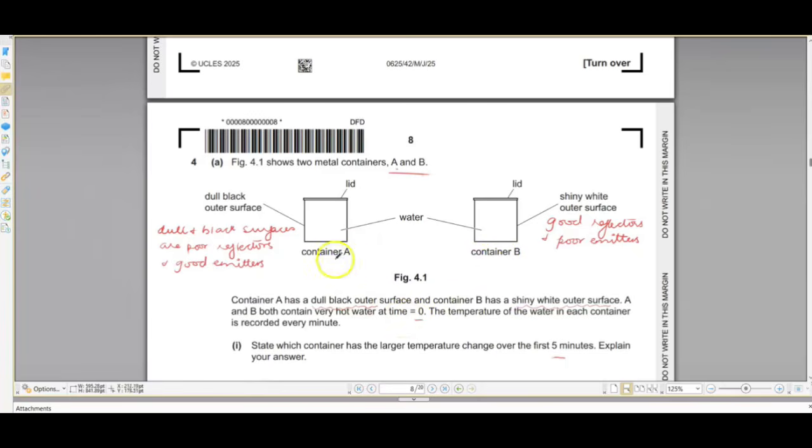So this being a good emitter of radiation and this being a poor emitter of radiation, both of them will have a difference. Container A has a dull black surface, and dull black surfaces we've established are better emitters of radiation than white shiny surfaces. So as container A is a better emitter, it has a larger temperature change because it's emitting radiation at a much higher rate than the container with the shiny white outer surface.